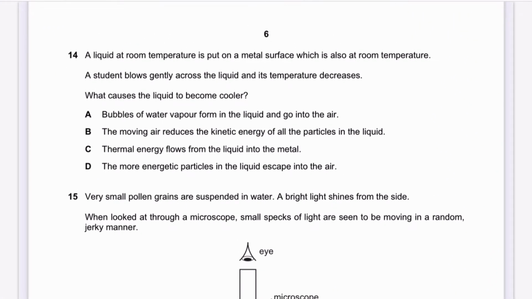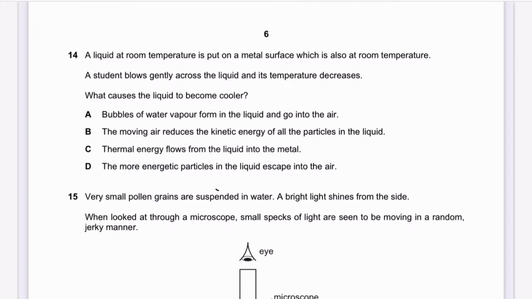14. A liquid at room temperature is put on a metal surface that is also at room temperature. A student blows gently across the liquid and its temperature decreases. What causes the liquid to become cooler? So let's see our options. A. Bubbles of water vapor from the liquid go into the air. No, because it's at room temperature. B. The moving air reduces the kinetic energy of all the particles in the liquid. That's very far-fetched. C. Thermal energy flows from the liquid into the metal. D. The more energetic particles in the liquid escape into the air.